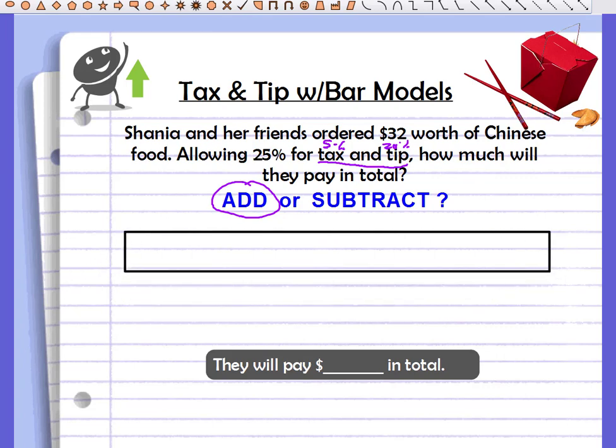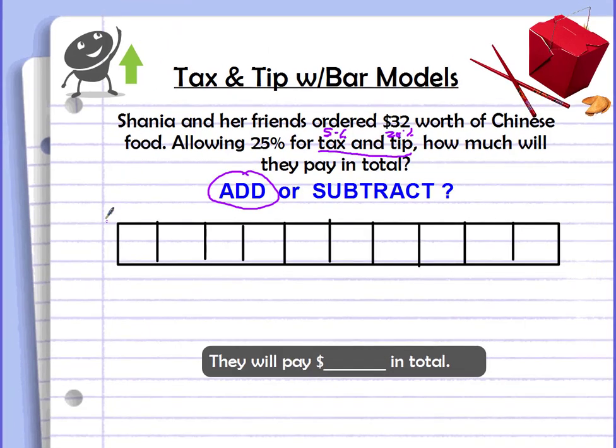So there's the bar, and we want to divide it into 10 equal parts because we're going to stick with our 10%. So we cut it into half, and we're going to do 4 lines in front of it and 4 lines behind it. Let's do our labels. 0%, 100%, and the total cost of the meal, the whole amount, is $32. So that's going to go in the 100%, and here would be $0.